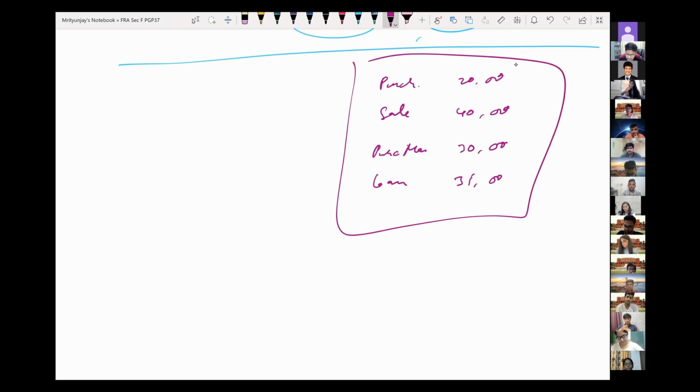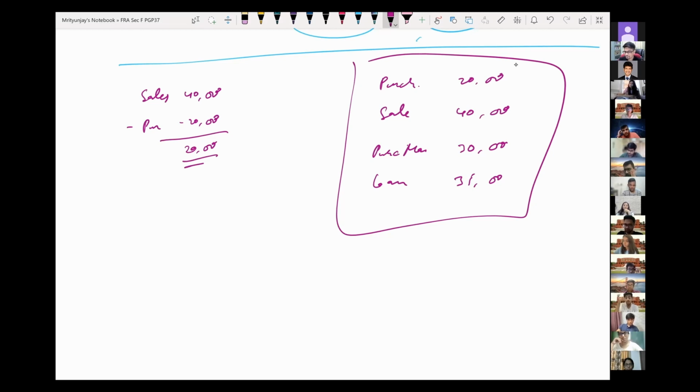Let us quickly prepare the income statement. I think balance sheet we wouldn't need. So can we prepare income statement for this company? Yes, only 2 transactions, purchase and sale. So I will say sales 40 lakhs and minus purchases 20 lakhs, and then you will have 20 lakh of profit. This is how the income statement will look like.